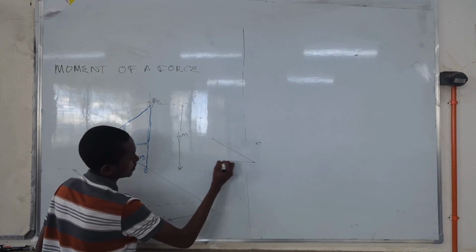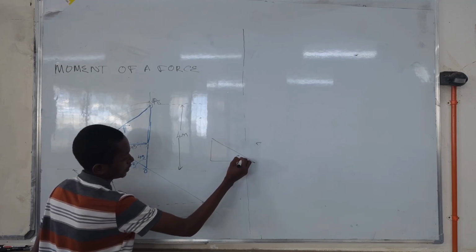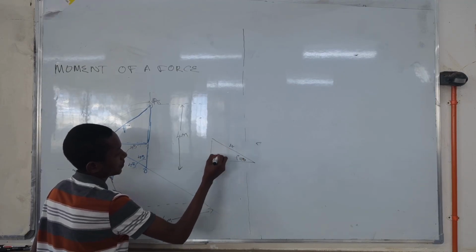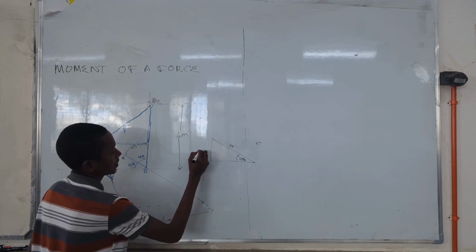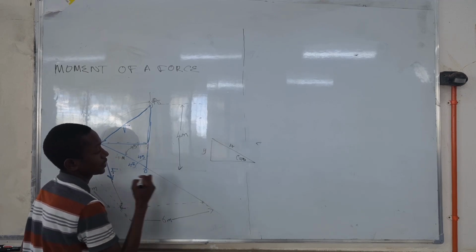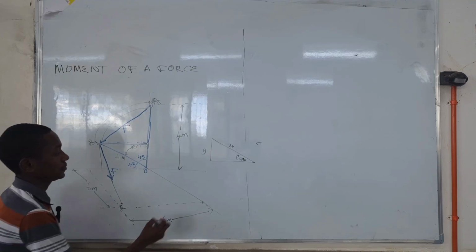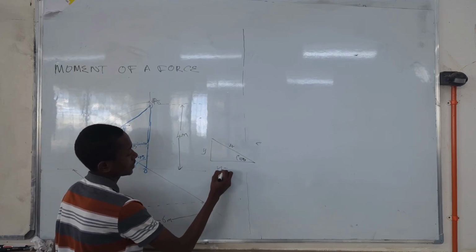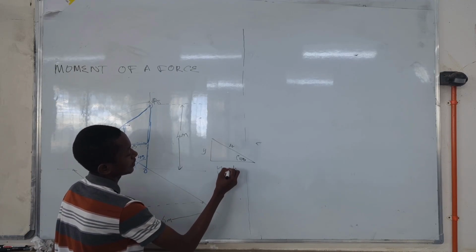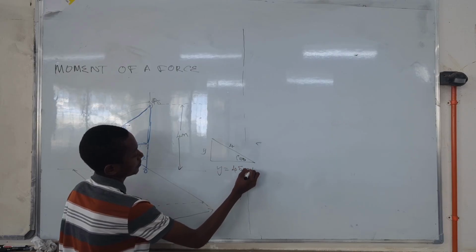I'm going to use this one, which has 45 here and 4 as the hypotenuse. I'm trying to find this one. Okay. All right. So that would be y is going to be what? 4 sine 45, right?